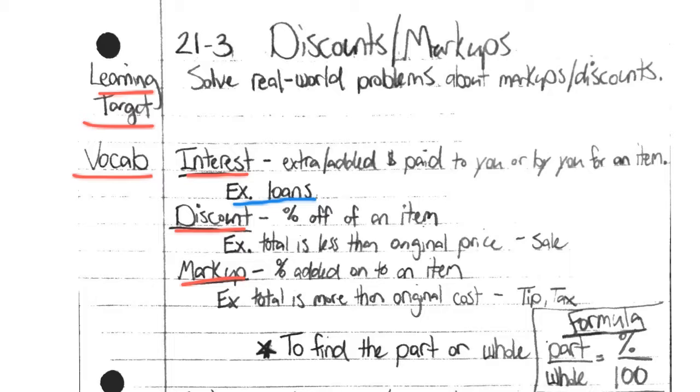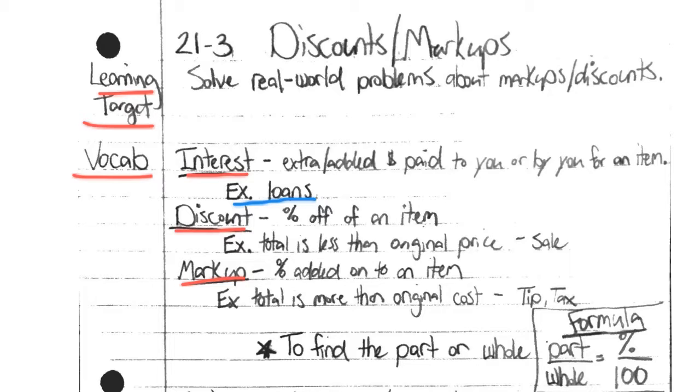The opposite of a discount is a markup, so it's percent added on to that item. So for instance, when we pay tips, like at a restaurant, or we have taxes on things that we buy at the store, the total is going to be more than what it originally was supposed to cost, because it's marked up. It has a markup. So for instance, again, we'd have to think about our answer. If the answer was less than the original, we did something wrong with our markup, because the answer has to be more.